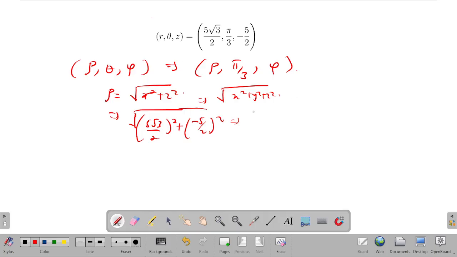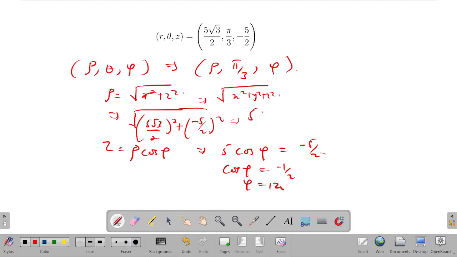So the answer is perfectly good. Once you have rho to be 5, then you find phi. As usual, you have z equal to rho cos phi. So we have negative 5 on 2 equal to 5 cos phi, which gives cos phi equal to negative 1 on 2. It's the same thing, so phi is 2 pi on 3.